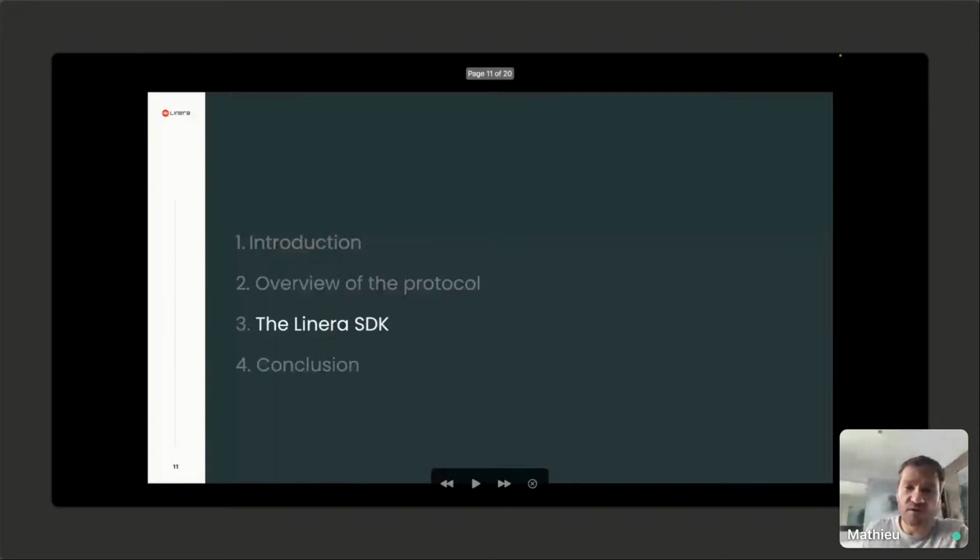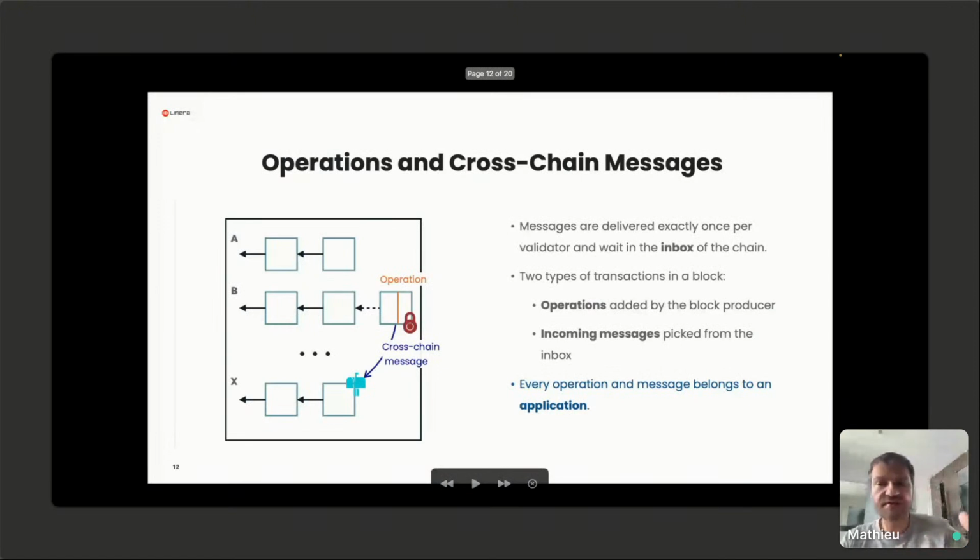So remember, there are 2 kinds of transactions: the operations and the incoming messages. And so now, when it comes to smart contracts, to programming new applications, the cross-chain messages specifically, when they are sent by an application, they go to another chain, and on the receiving side, they're executed by the same application. So you have the same code on the sending side and the receiving side. That means that the exact format of messages is something that is internal to an application.